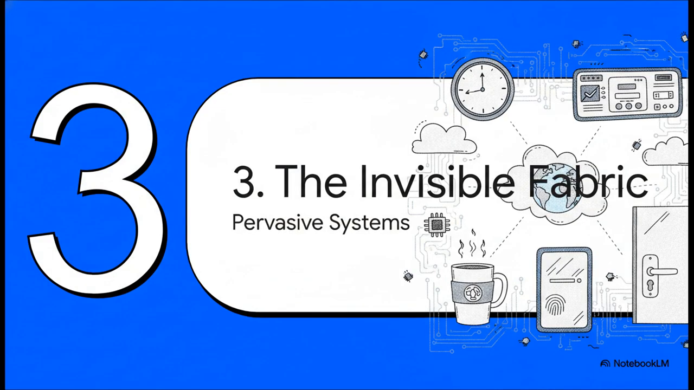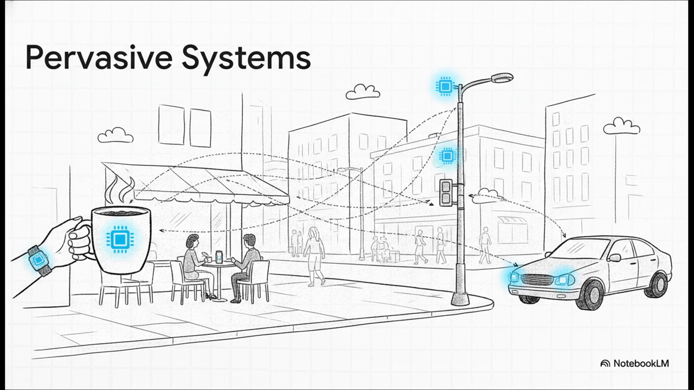Okay, for our last category, we're going where the computer disappears. I mean, it literally just blends into the background, becoming part of the world around us. We're talking about pervasive systems, sometimes called ubiquitous computing. So what makes a system pervasive?